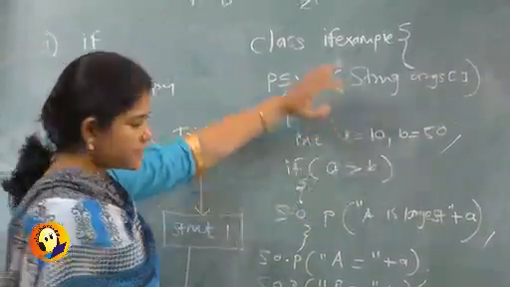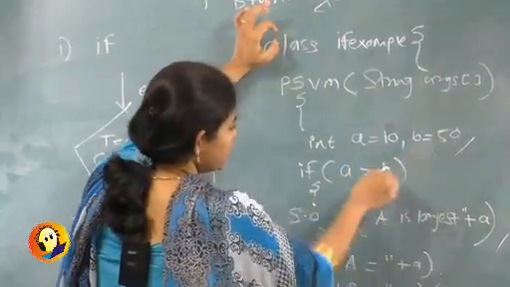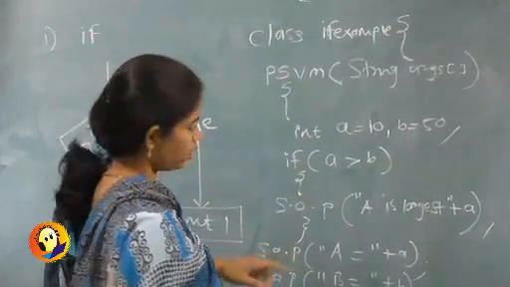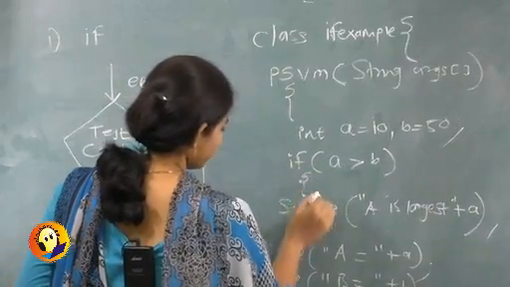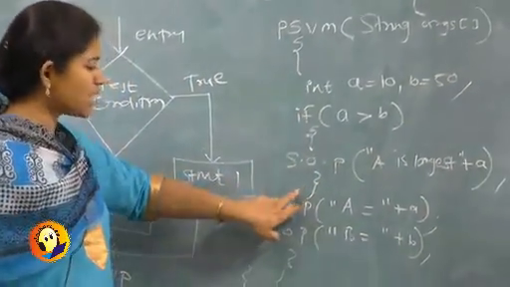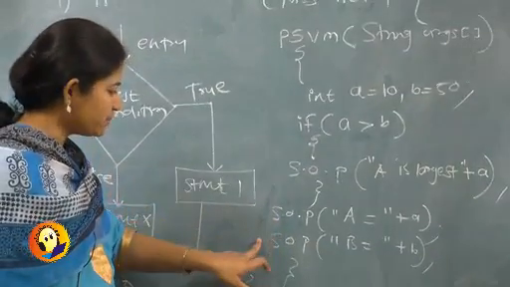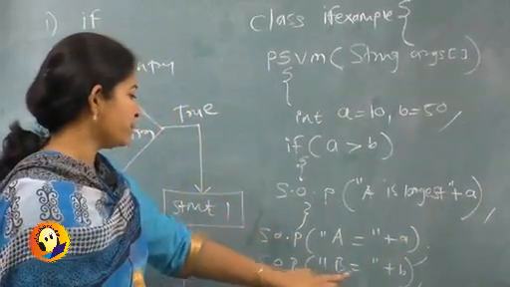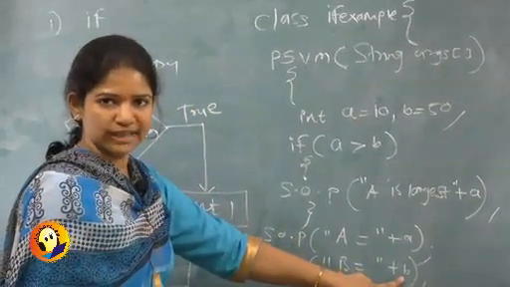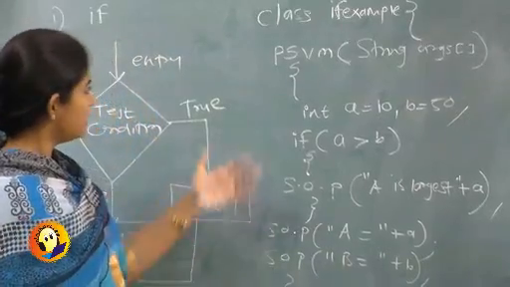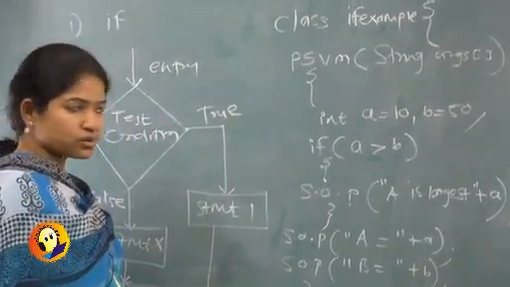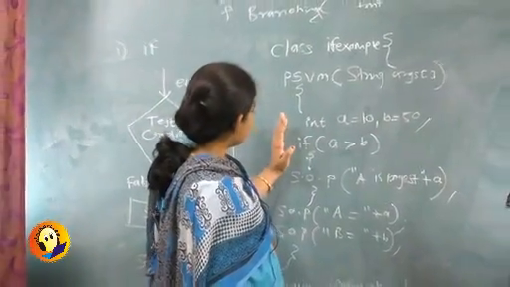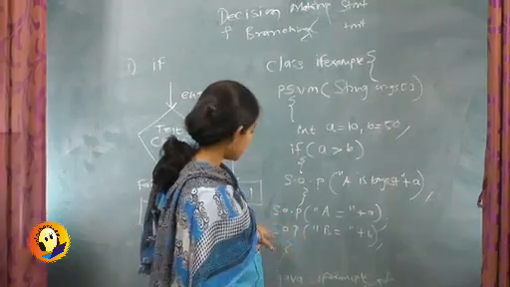So this condition a is greater than b is not satisfied, as the value of a is 10 and the value of b is 50. So 10 is not greater than 50, and it will come out of the if block. So the condition is not satisfied, so the cursor will come out of the if block. There are two statements outside the if block. It will display the value of a and the value of b on screen, and then close the bracket of main and the bracket of class. So for this program you will get the output as the value of a and the value of b on screen.